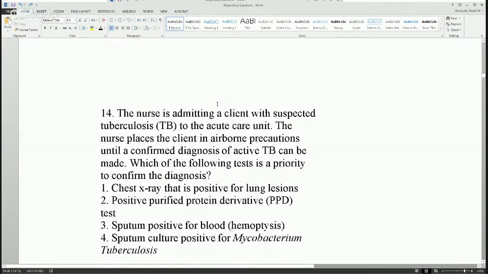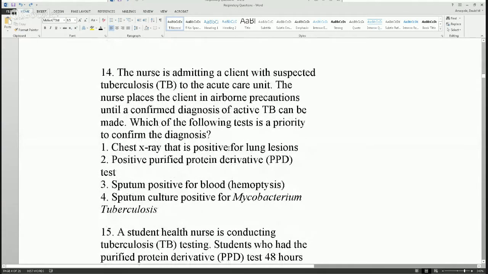All right, Jeff. The nurse is admitting a client with TB suspected to the acute care unit. The nurse places the client in airborne precautions until a confirmed diagnosis of active TB can be made. Which of the following tests is a priority to confirm the diagnosis? Confirmation would be done by sputum culture positive for Mycobacterium tuberculosis. The most accurate way to diagnose TB is to go find the little bugger. Yes. Sputum culture.